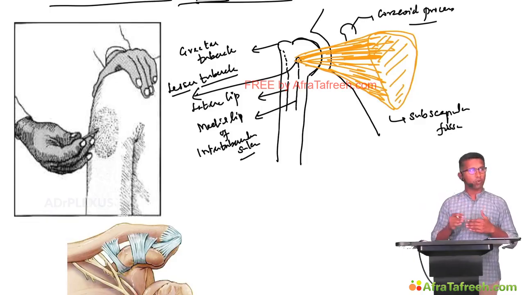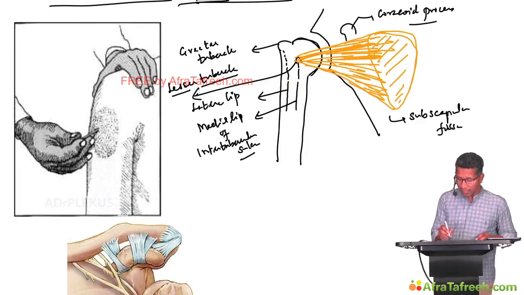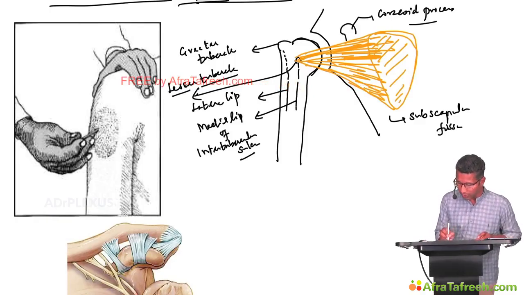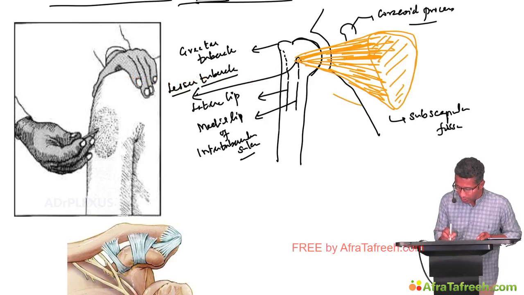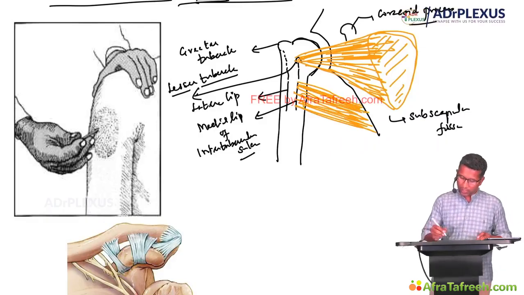And if you see the lateral border of the scapula, there is an interesting muscle coming from the lower part of the lateral border of the scapula. This is called the teres major muscle. This teres major muscle goes and gets attached to the medial lip of the intertubercular sulcus. So this lip is called the medial lip of the intertubercular sulcus, and this muscle is called the teres major muscle.